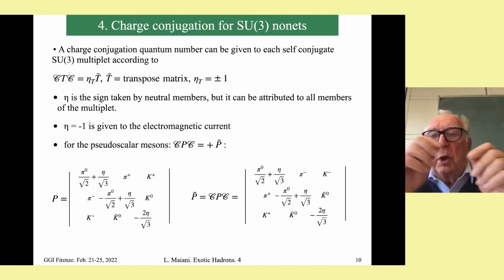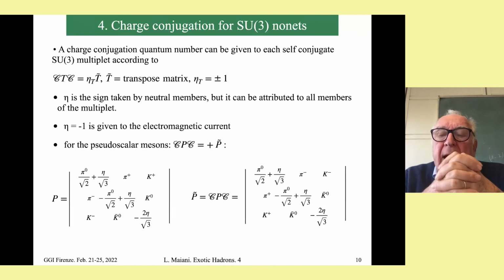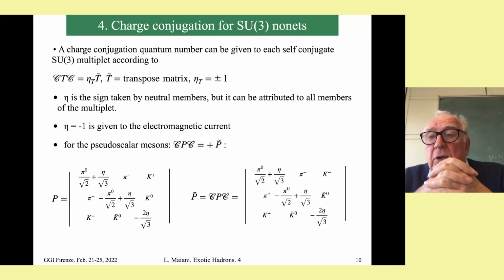And I tell you simply that we don't find any reason to find a distinction between these two, but it's an interesting exercise that I want to propose, because these are things that were used at the time of meson theory, but are not used anymore. And so let me discuss a little bit charge conjugation in an octet of SU3 flavor.